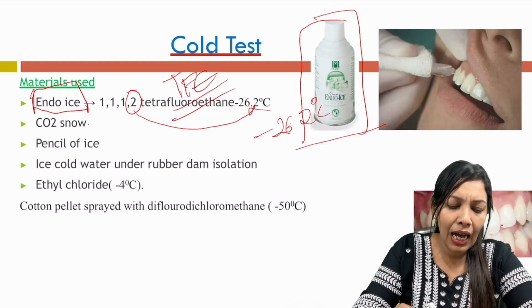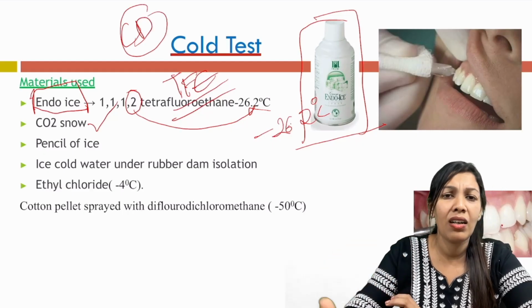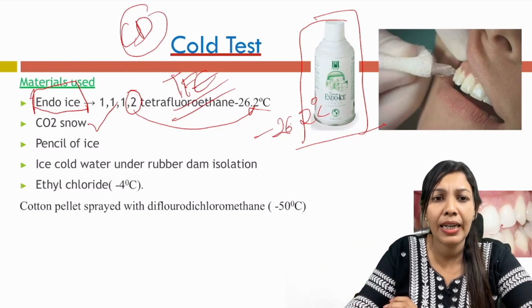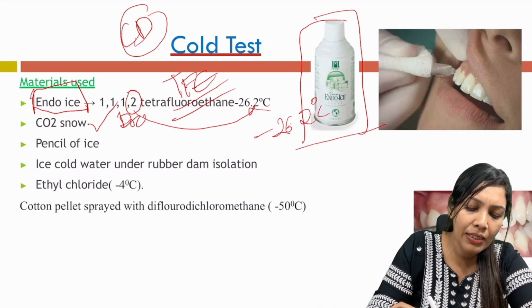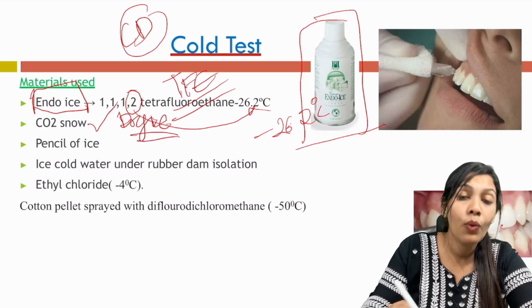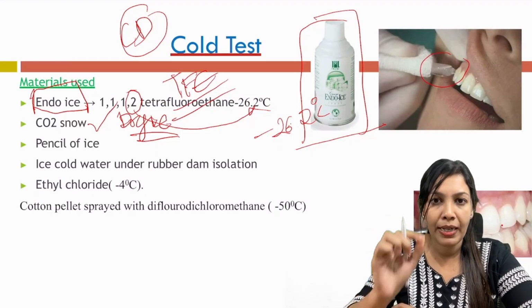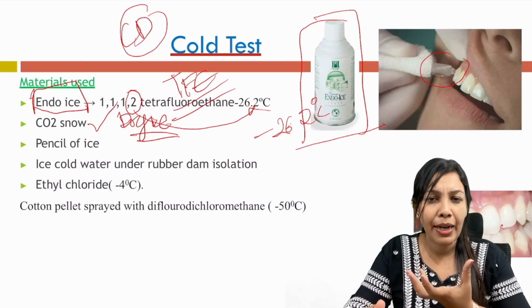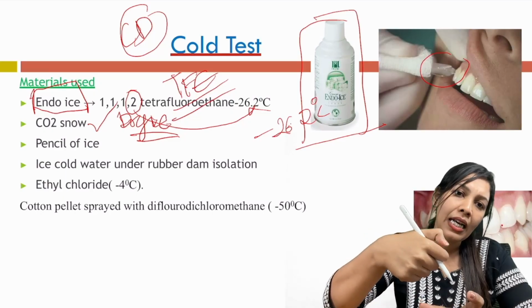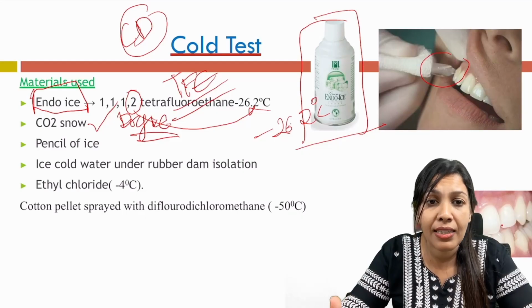Next, there is carbon dioxide snow. Just memorize it, CD. We used CD, compact disc, in early times, right? CD means carbon dioxide snow, which is also called dry ice. Very important. Next, pencil of ice. As you can see in this image, small pencils of ice will actually be used on the tooth surface, and sometimes rubber dam isolation will be done, and cold water will be pushed to see if the patient's tooth has any sensitivity.